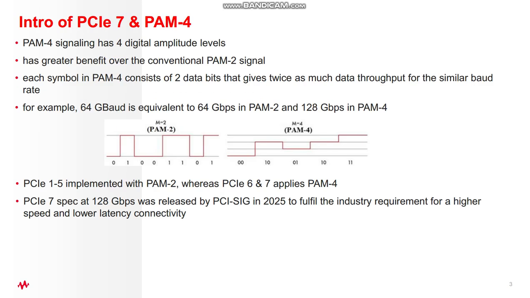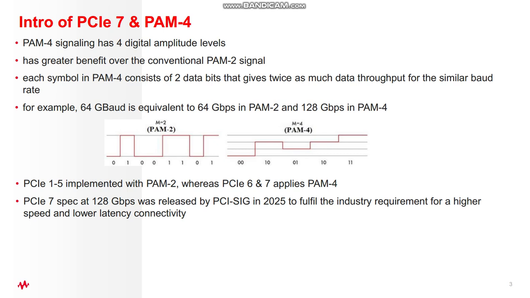Intro of PCIe 7 and PAM4. PAM4 signaling has 4 digital amplitude levels. It has greater benefit over the conventional PAM2 signals. Each symbol in PAM4 consists of 2 data bits that give twice as much data throughput for the similar baud rate. For example, 64 gigabaud is equivalent to 64 gigabit per second in PAM2 and 128 gigabit per second in PAM4. PCIe generation 1 to 5 was implemented in PAM2, whereas PCIe generation 6 and 7 applies PAM4.